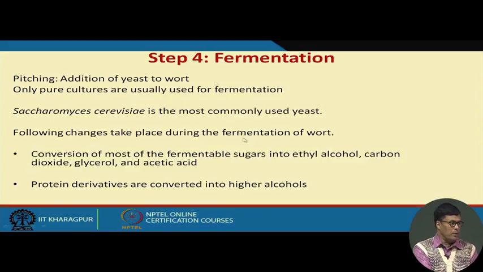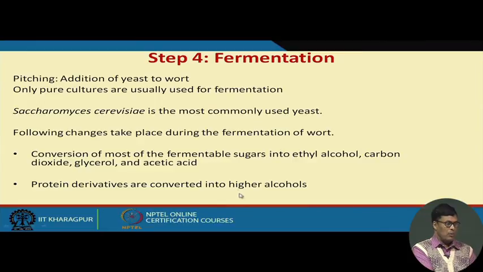Now in the fermentation, the addition of yeast to the wort, you have to add yeast for carrying out the fermentation. Only pure culture is usually used in the fermentation. Saccharomyces cerevisiae is commonly used. In the case of lager and ale beer, we use Saccharomyces cerevisiae. This is considered the top fermenting yeast, and Saccharomyces carlsbergensis is usually the bottom fermenting yeast. The following changes take place during the fermentation of wort: conversion of most of the fermentable sugar to ethanol, carbon dioxide, glycerol and acetic acid.